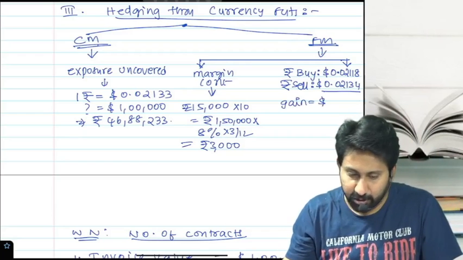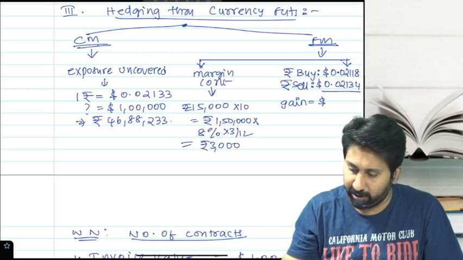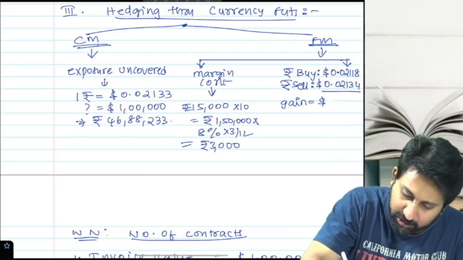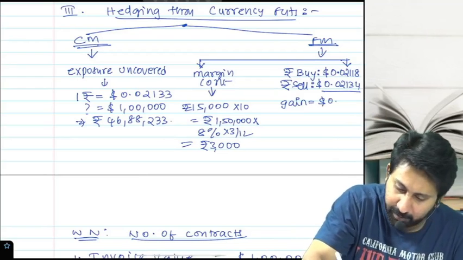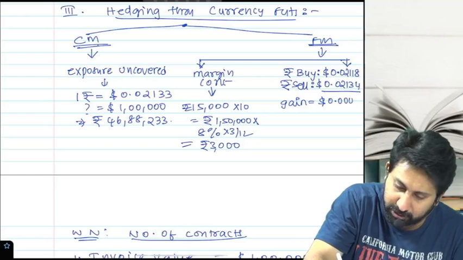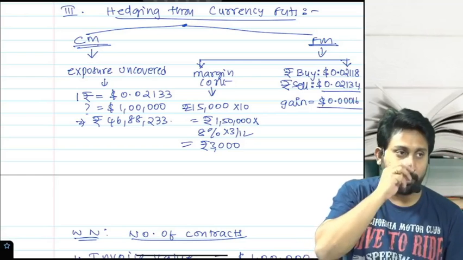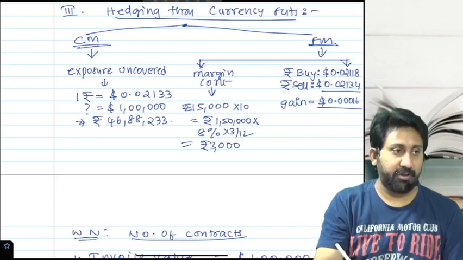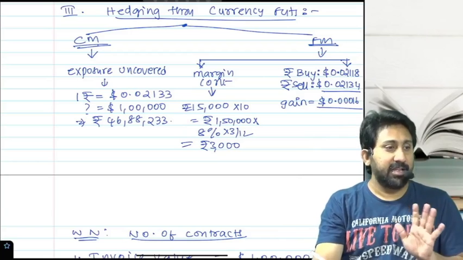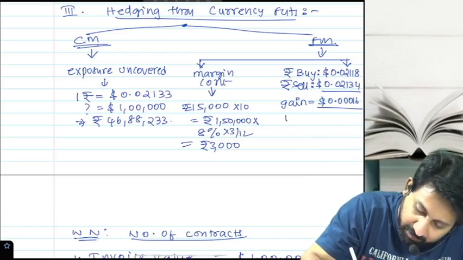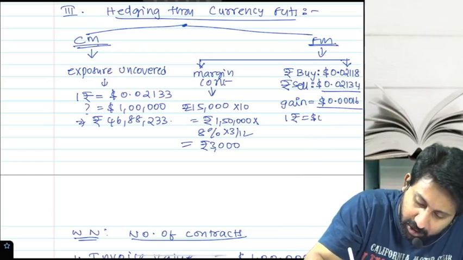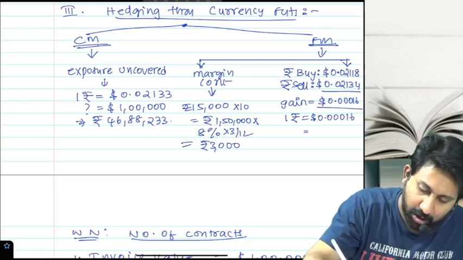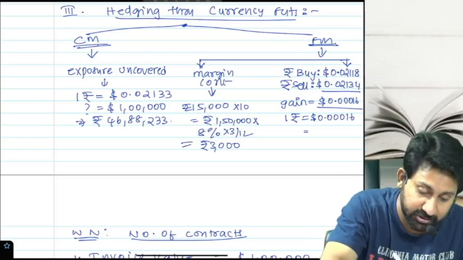0.02134 is the sale price, minus 0.02118 is the purchase price, so the profit is dollar 0.00016, three zeros. This much profit. So that's very low profit, sir. That's per rupee. For 1 rupee you are making a profit of dollar 0.00016.